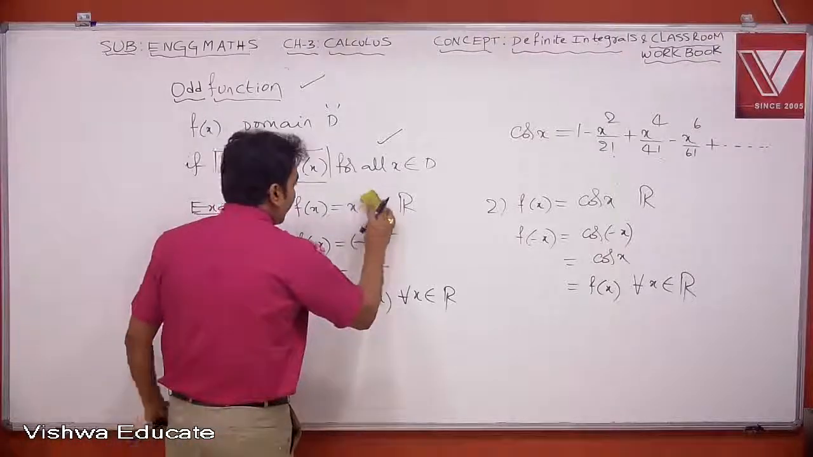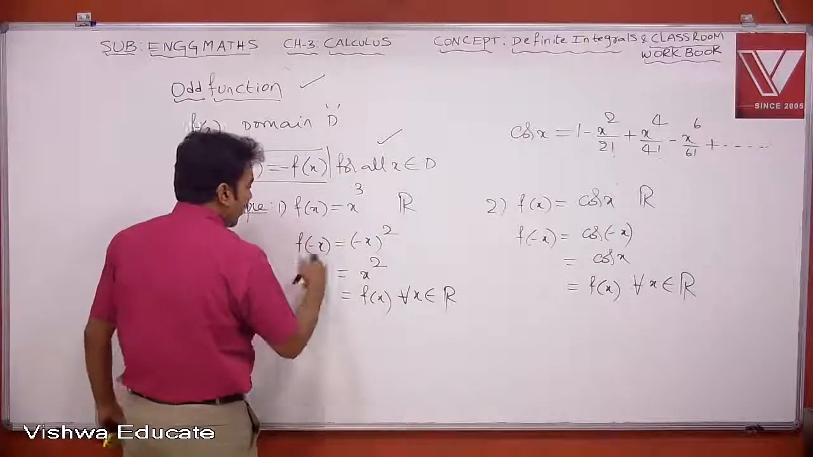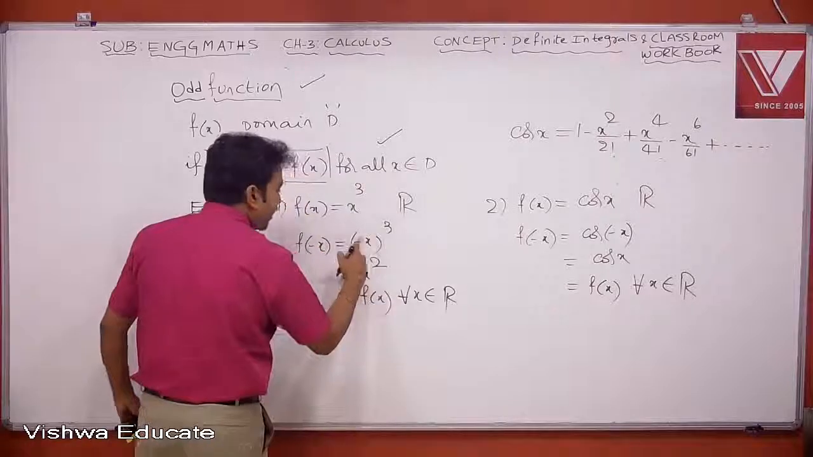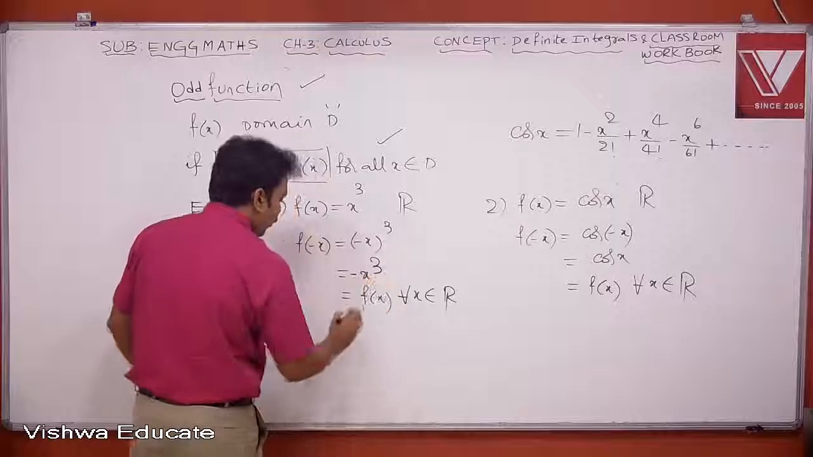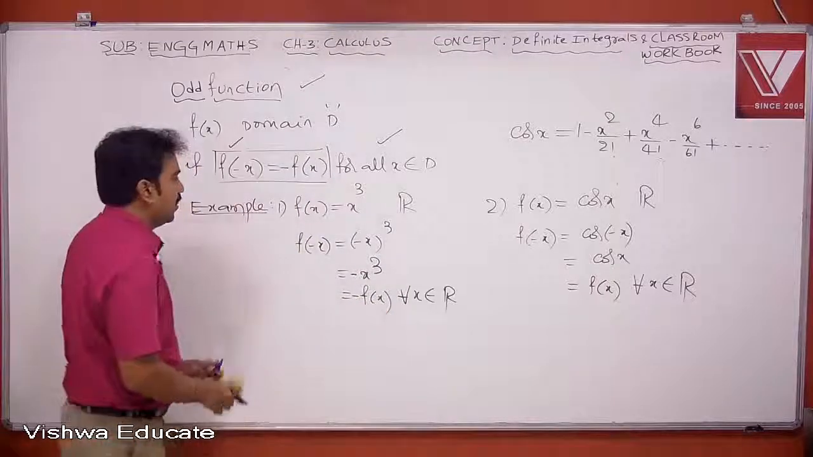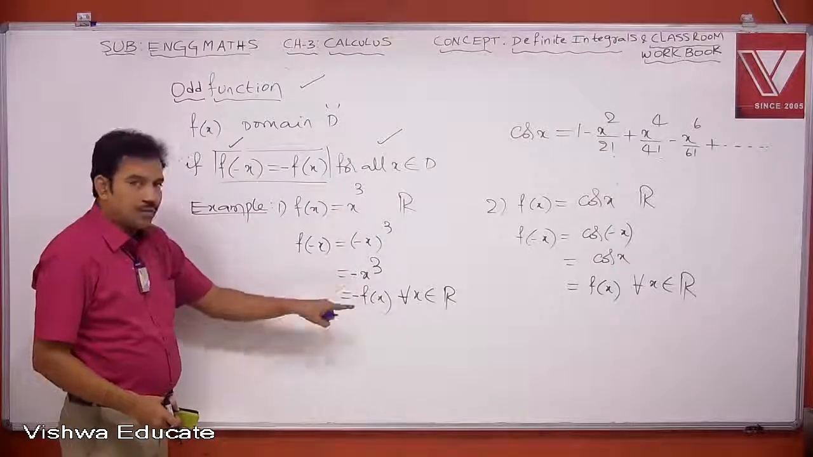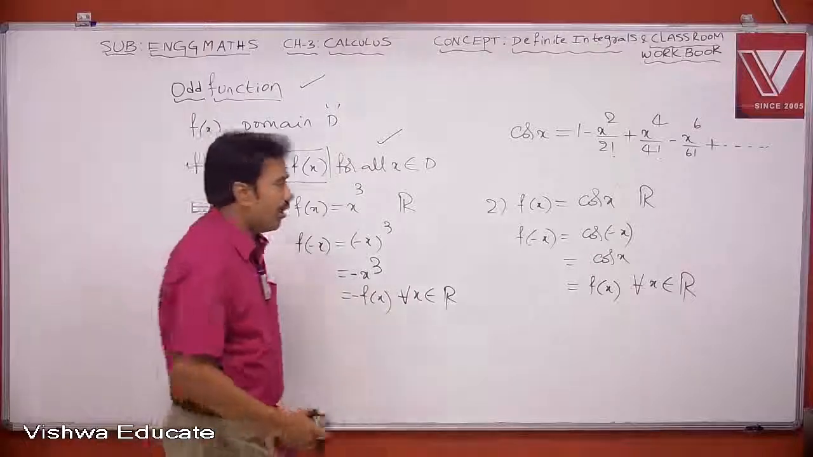For examples, instead of taking even powers, let us take odd powers. For example, x cube. Then f of minus x is minus x whole cube. Minus 1 whole cube is minus, since the power 3 is odd. So therefore, this is minus f of x. So when you take odd powers of x, they will be odd functions. f of minus x is minus f of x for all x belonging to R.